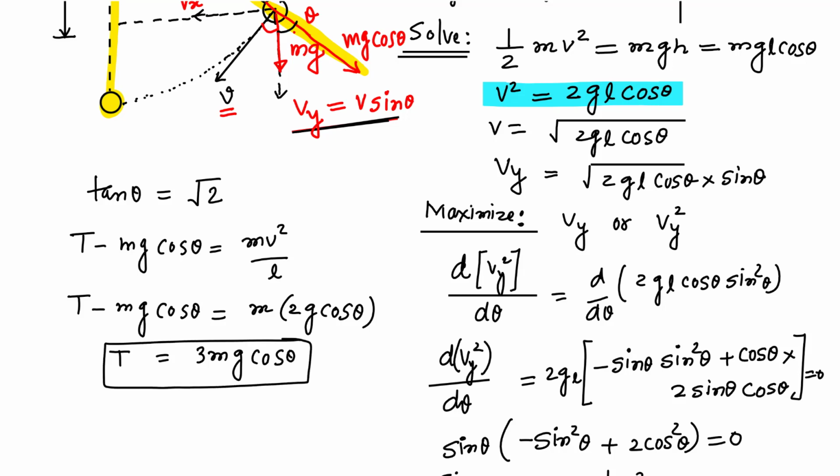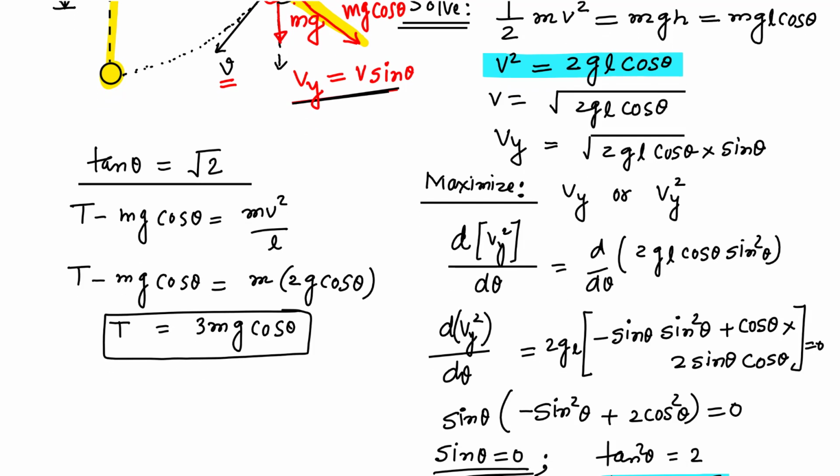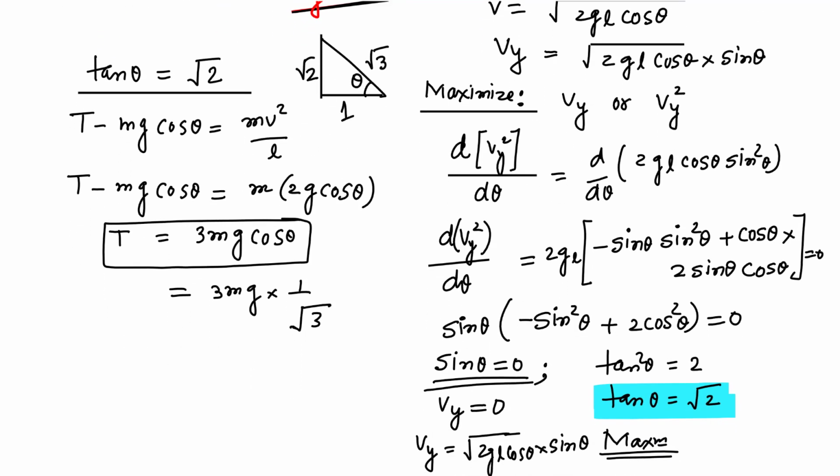What will be the value? Tan theta is root 2. This means if this is the theta, then this side is root 2, this is 1, and in this triangle the hypotenuse will be root 3. So cos theta will be simply 1 by root 3. So the tension will be T is equal to 3mg by root 3.